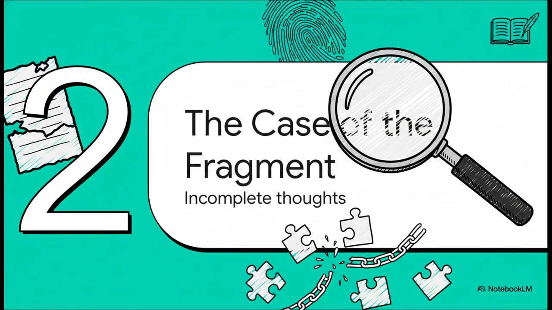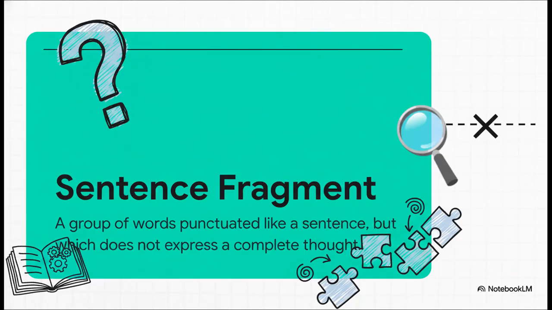Okay, let's open our first case file, the sentence fragment. This is probably one of the most common suspects you'll find at the scene of any confusing piece of writing. So what is a fragment, really? Well, it's basically an imposter. It looks like a sentence. It might start with a capital letter and end with a period, but it's all a disguise. It's missing a crucial piece of the puzzle that it needs to express a complete thought.